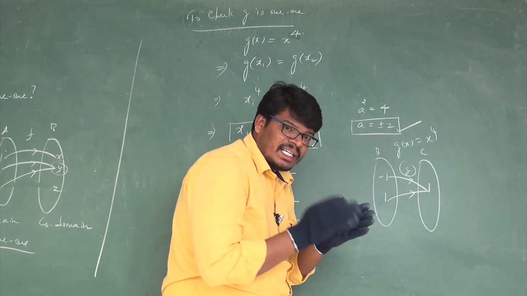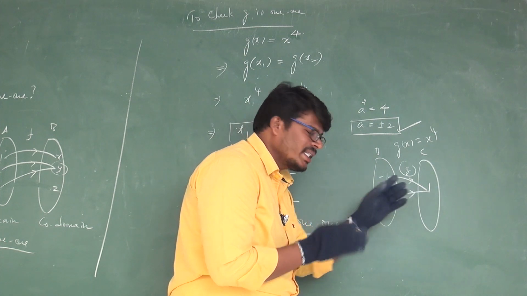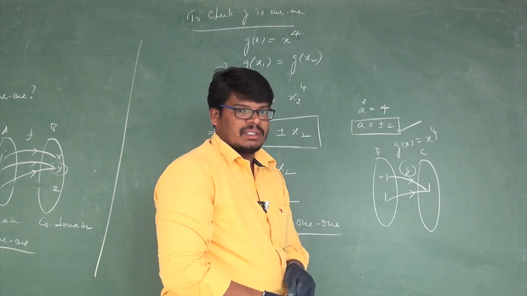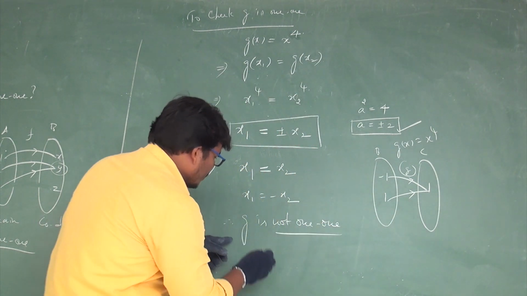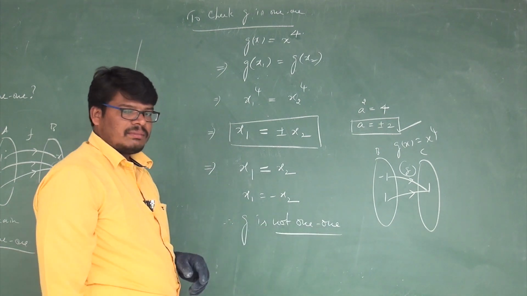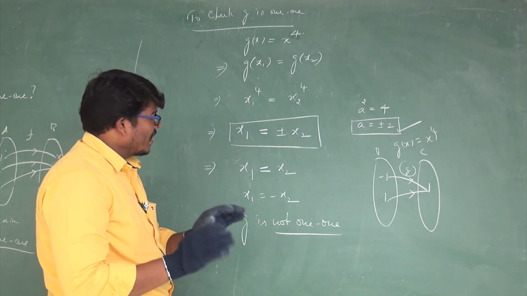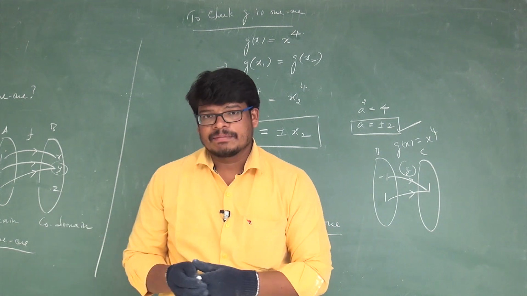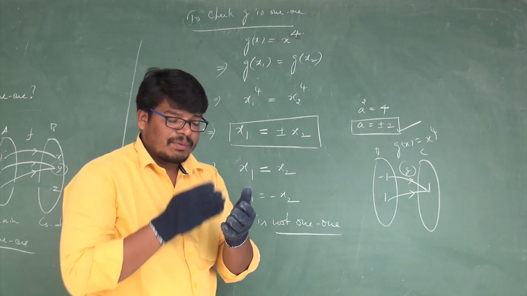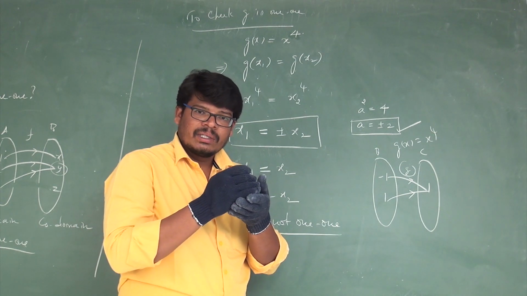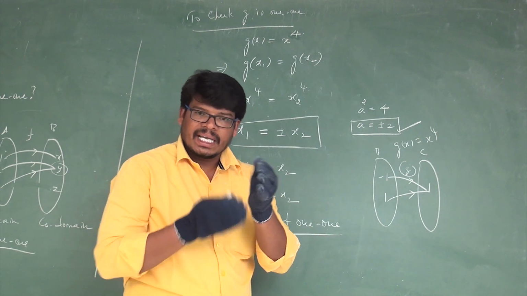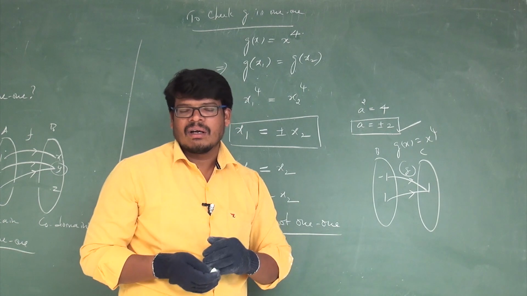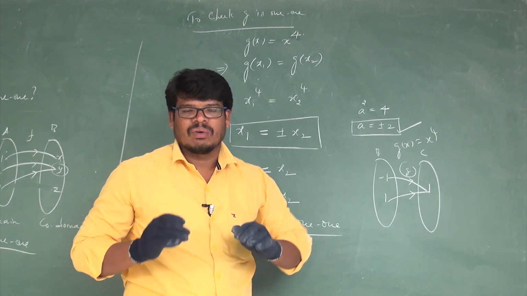A one-one function is one where every element of the domain has a distinct image. But minus 1 and plus 1 have the same image. This function is not one-one. Therefore g is not one-one. Our conclusion: x power 4 and x power 5. x power 4 is an even power, so the function is not one-one. x power odd value is a one-one function, but even powers are not one-one and odd powers are one-one.